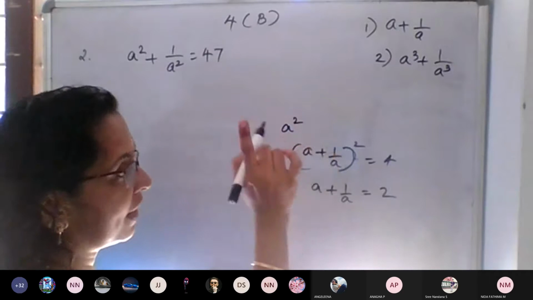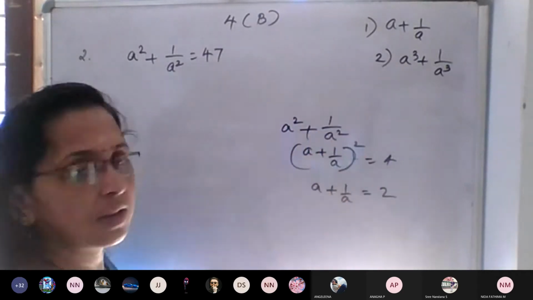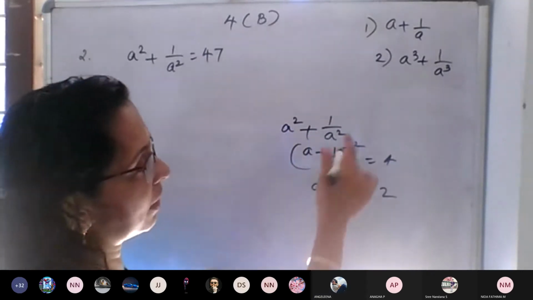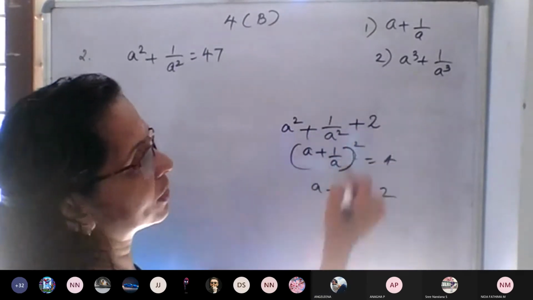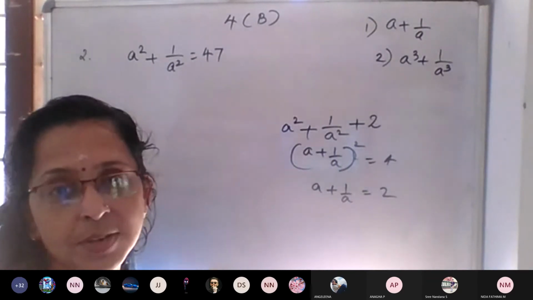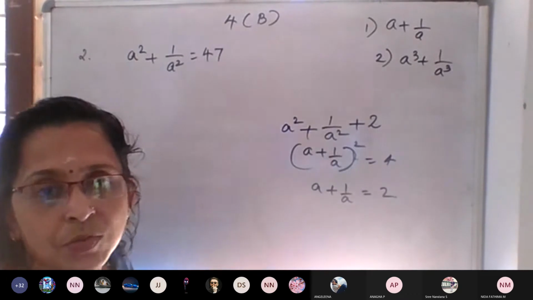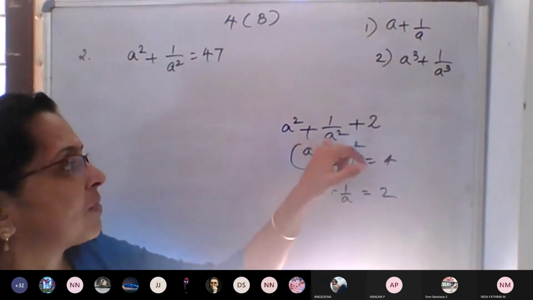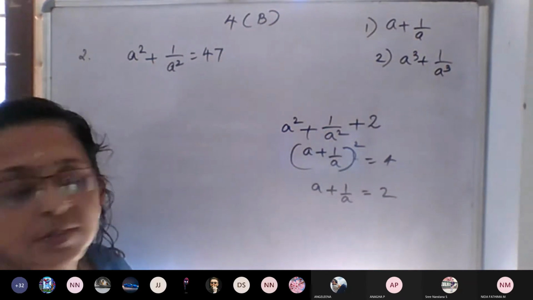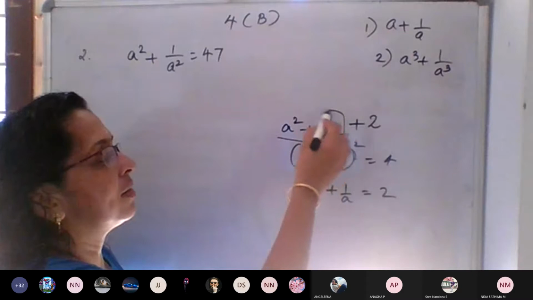It contains a square and what? 1 by a square, isn't it? a square plus 1 by a square plus 2 is there in that expansion of a plus 1 by a whole square, isn't it? So that same thing, a square plus 1 by a square is there as 47.